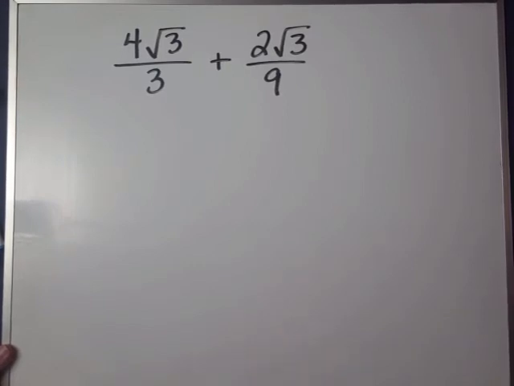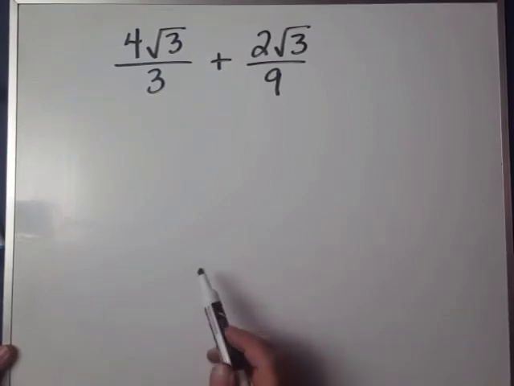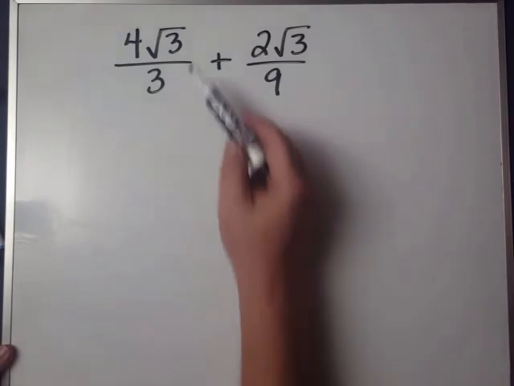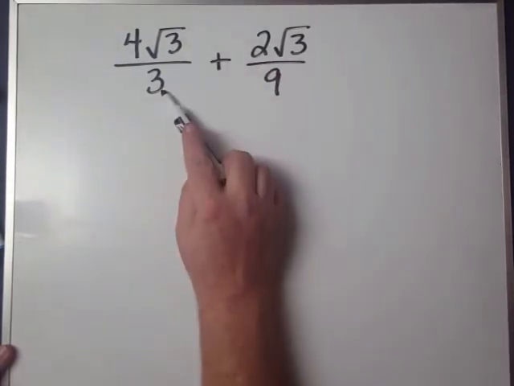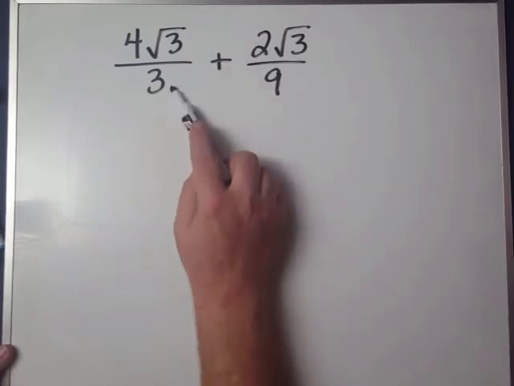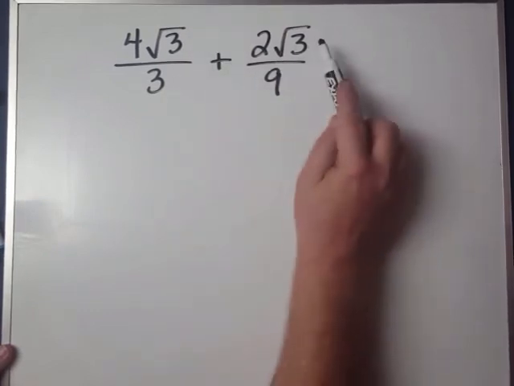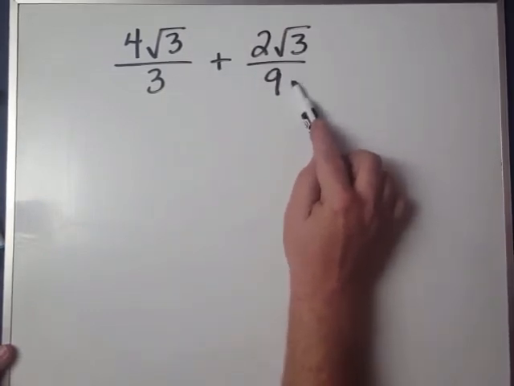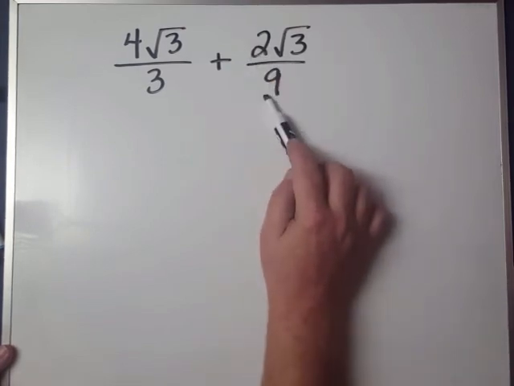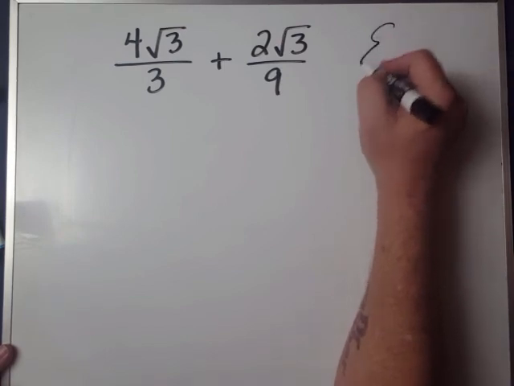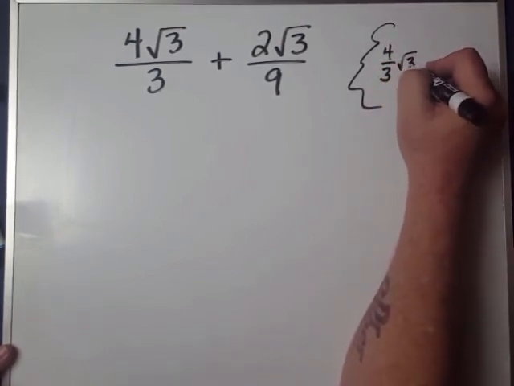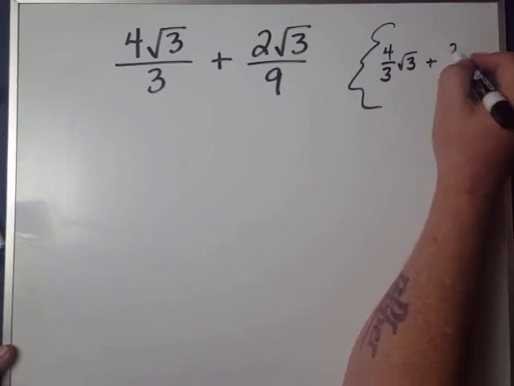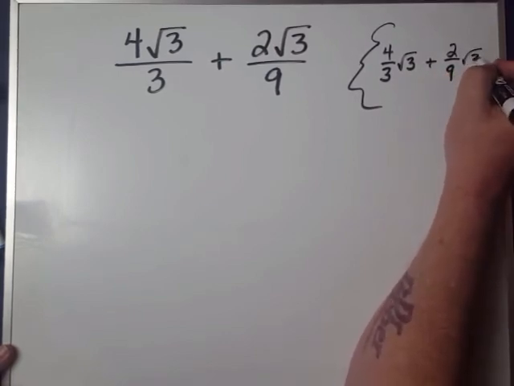Now, first of all, be aware, and we'll make this much clearer in the next section, this 3 is inside a radical. This 3 is outside. They cannot see each other. Don't try to cancel anything. This 3 and this 9 cannot see each other. The 2 and the 9 can see each other. They're both on the outside. In fact, this is the same as 4/3 square roots of 3 plus 2/9 square roots of 3.